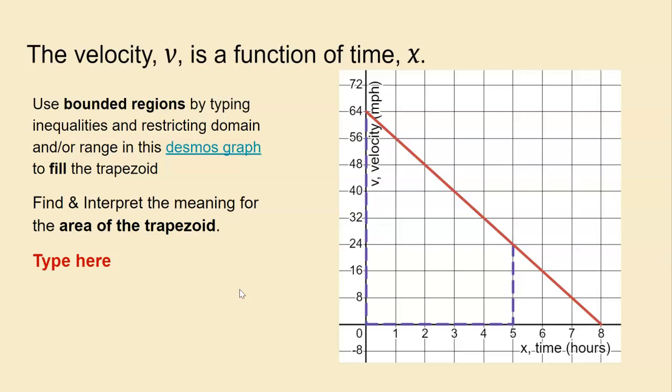trapezoid. Once they find the area, they're going to tell me what it means. It means pretty much the same thing it meant on the last 2 slides. So that's not new, but we're doing it again. Try to do it at least 2 or 3 times.